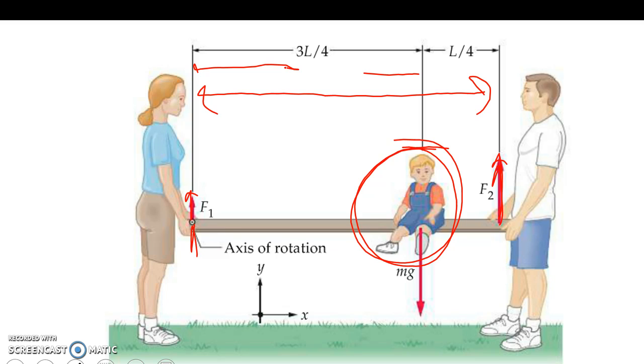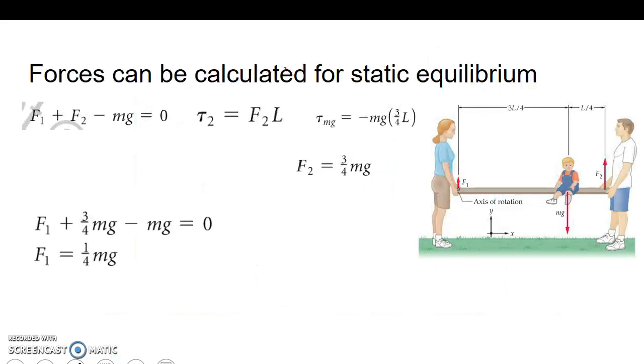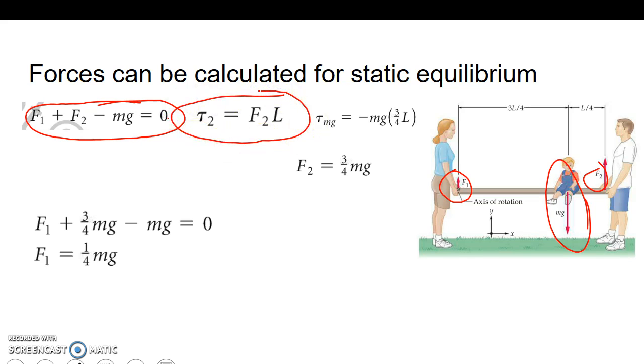But we can use information from that, with torque being equal to 0, to find out pieces of information about this. Forces can be calculated for static equilibrium. Our forces, in this case, force 1 plus force 2, minus weight, which is going down, will equal 0. And we can find torque in all these different situations. I'll go through the steps of how I got these numbers in a second, but I just want you to see that we can gather all kinds of information from this.